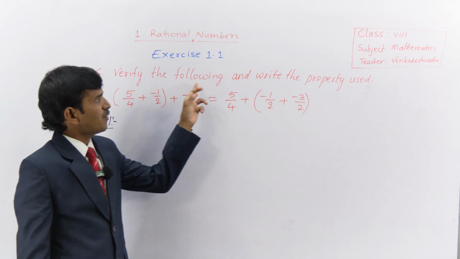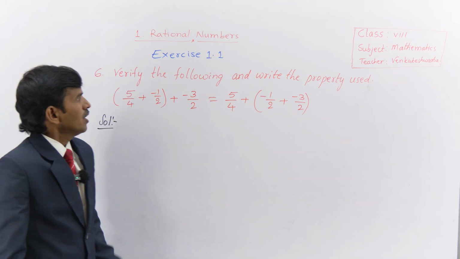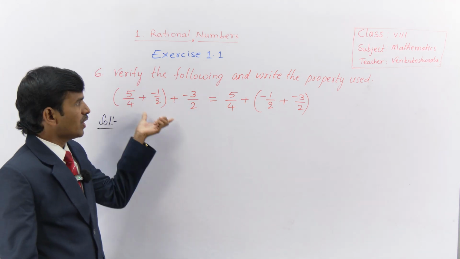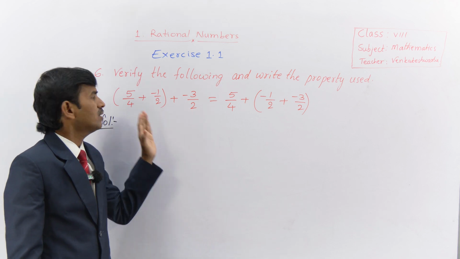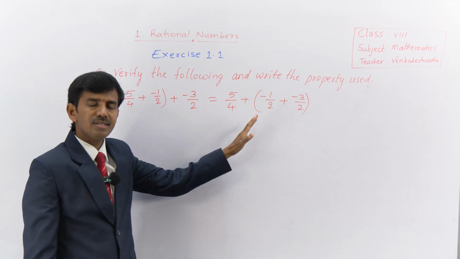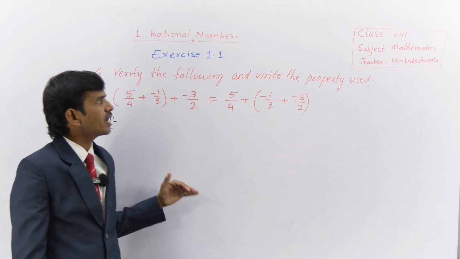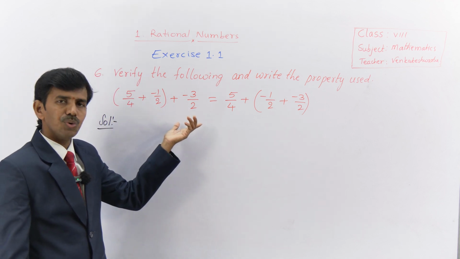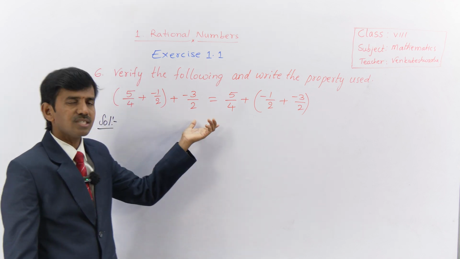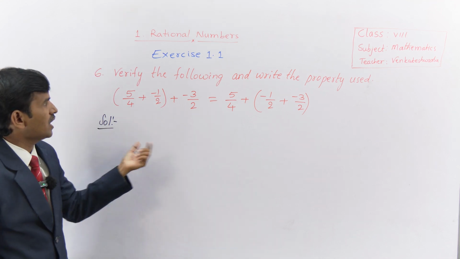Here, verify the following and write the property used. So every time while verifying, let us verify the LHS first, then RHS, whether they become equal or not. If they become equal, we can prove that the given statement is true. According to that, we can list out what properties are involved.